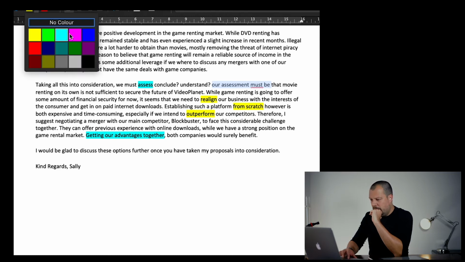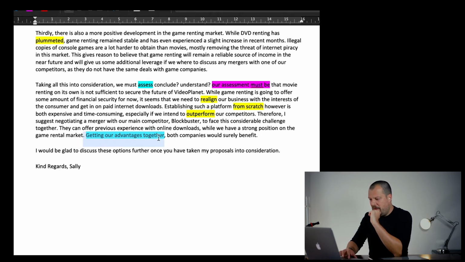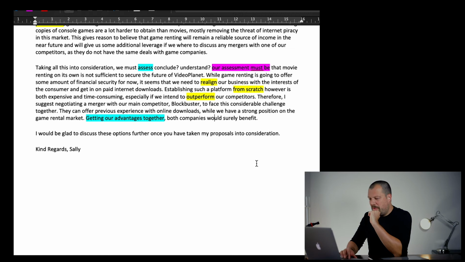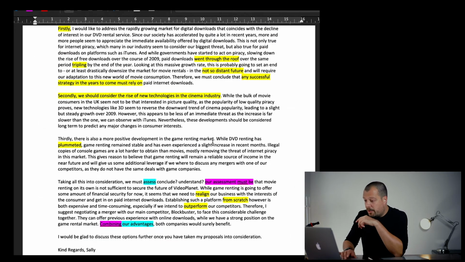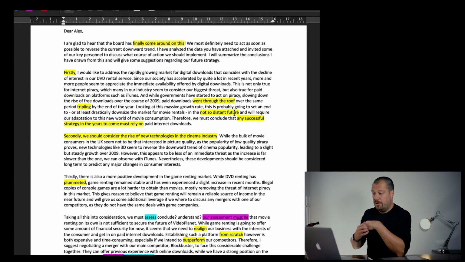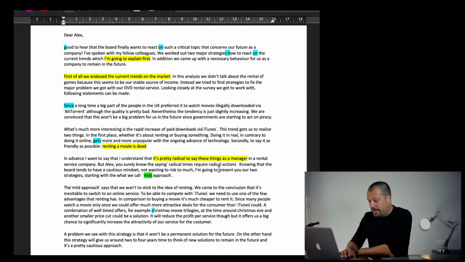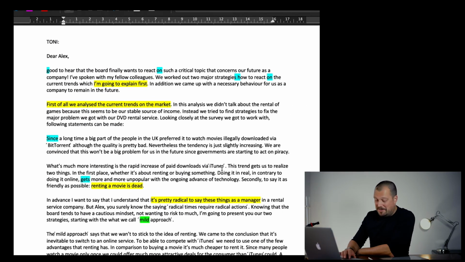Good. So, final part here. Getting our advantages together. Both companies would surely benefit. Let's go with combining our advantages. Then we have overall really a great email here from Timon. Really good. Lots of great examples. Thank you very much for uploading. Love it. Okay, so Toni's email is hilarious and creative.